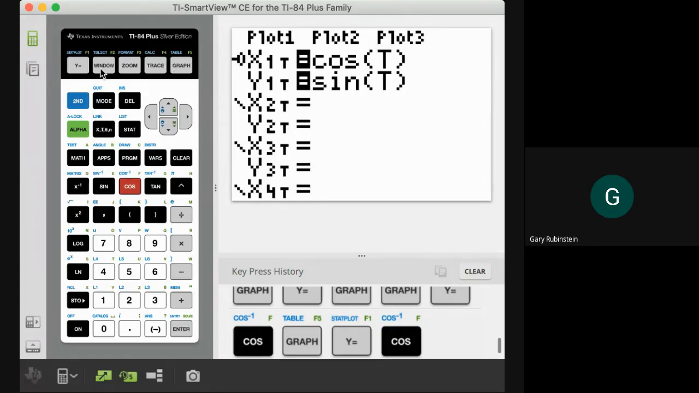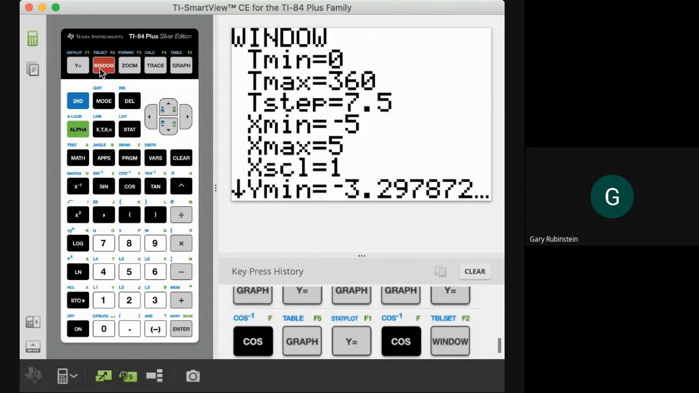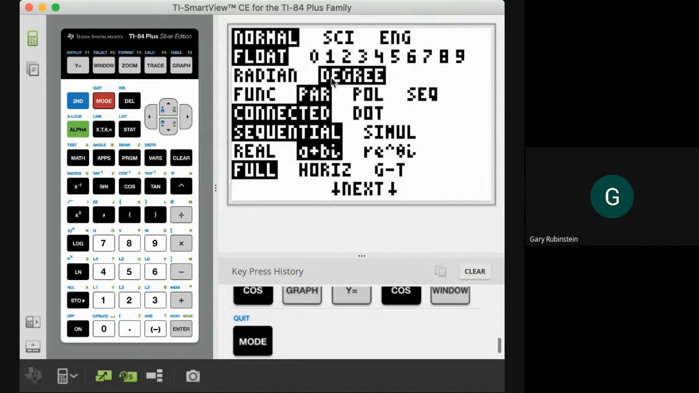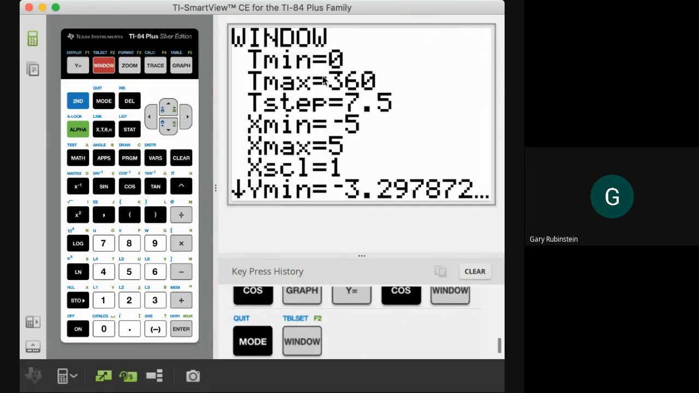Before I graph it, there are a few more things I have happening. I am in degree mode. You could be in radian mode if you wanted, but I happen to be in degree mode. So for my window, my T max is 360. If you were in radian mode, your T max would be 6.28. And my T step is about 7.5. If you're in radian mode, your T step should be about 0.1 or something like that.